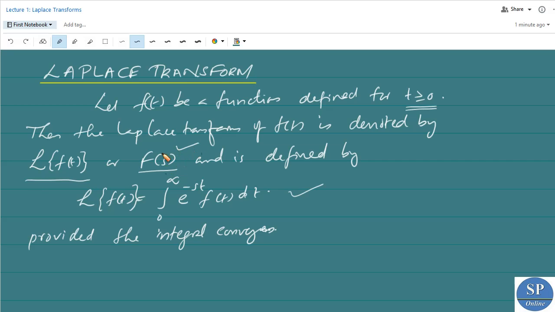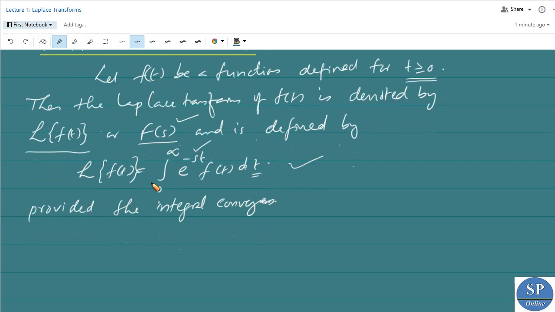This notation is because when we integrate this e power minus st into f of t with respect to t and replace the values 0 and infinity for t, the resulting function will be a function of the parameter s. So that's why we choose this notation also, F of s. Okay. Now, as an example, we can do a question.